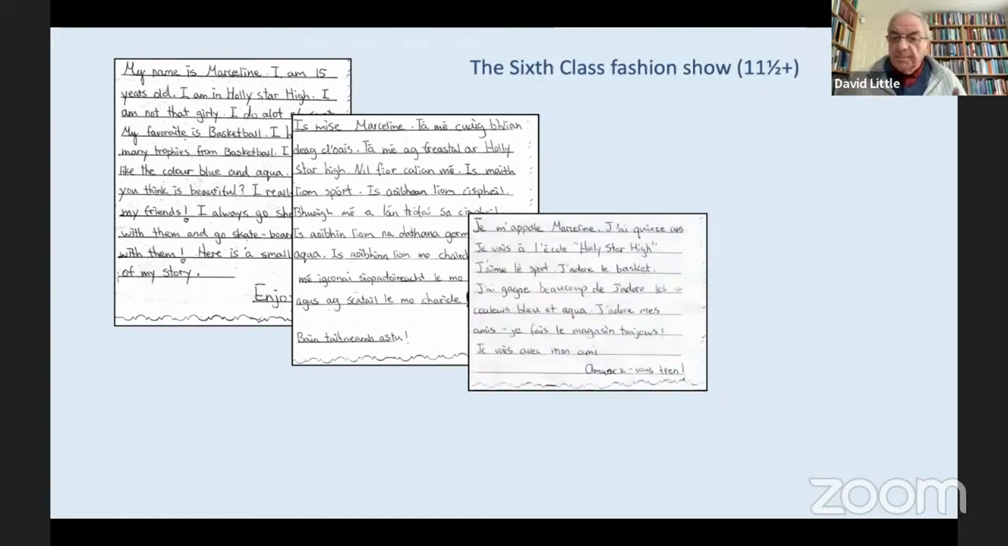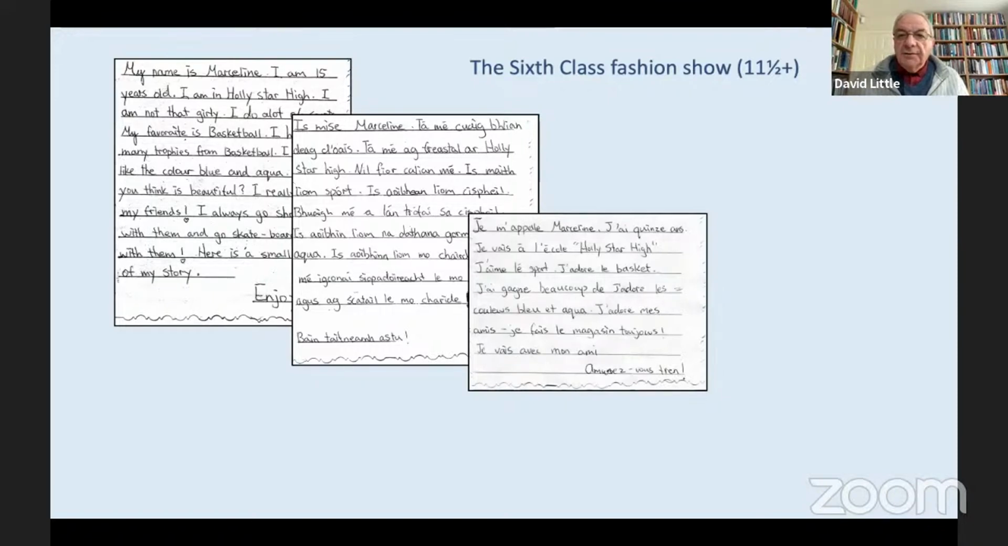Now, it's a bit shorter, but remember, by this time, this pupil has been learning French for only just about 18 months. Je m'appelle Marceline, j'ai 15 ans, je vais à l'école Hollister High. J'aime le sport, j'adore le basket. J'ai gagné beaucoup de, and she didn't know the word for trophies. J'adore les couleurs bleues et aqua, j'adore mes amis, je fais le magasin toujours, je vais avec mon ami, amusez-vous bien.